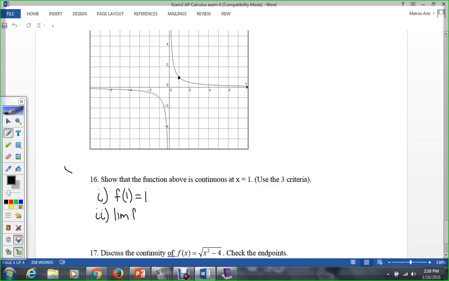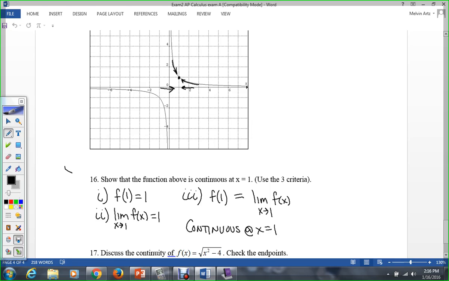Second, we have to show that the limit of f of x as x approaches 1 exists. Looking at the graph, as x approaches 1 from the right, we're approaching that value. As x approaches 1 from the left, we're looking at the y values, and it's approaching 1 also. Now the last criteria is we need to show that f of 1 equals the limit of f of x as x approaches 1. And if we go back to criteria 1 and 2, we can see those are equal. So all three criteria are satisfied. So this is continuous at x equals 1.